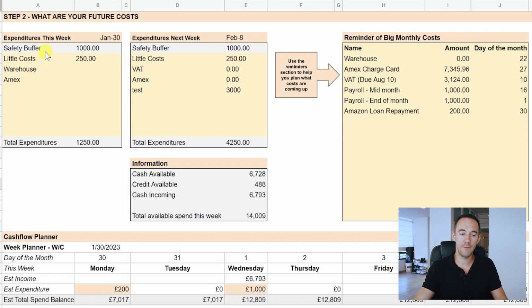So what I'm going to put in here, first things first, you've got a safety buffer. I would just change this yourself, and we talk about £1,000. That's a nice safety buffer. This is really like, we always make sure we've got £1,000 spare in the bank account. Why? Because of any little expenses that come out.